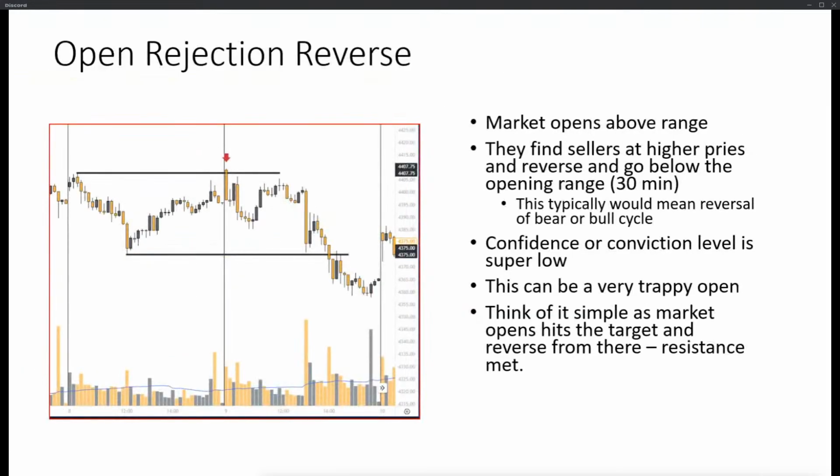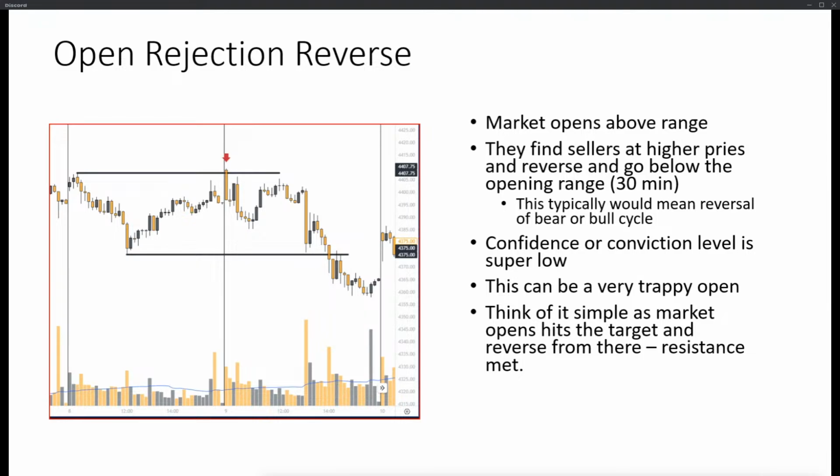Okay, open rejection reverse. This is the hardest one to play. This is where a lot of people lose money in accounts. So your previous day high is here, you auction above it, right? You hit a key level, and then what happens is that you reverse and you break previous day low or any key levels that you might have. So what that tells you in terms of confidence is that the confidence of buyers here is very low. There's no conviction. And this is a really, really difficult day to trade.